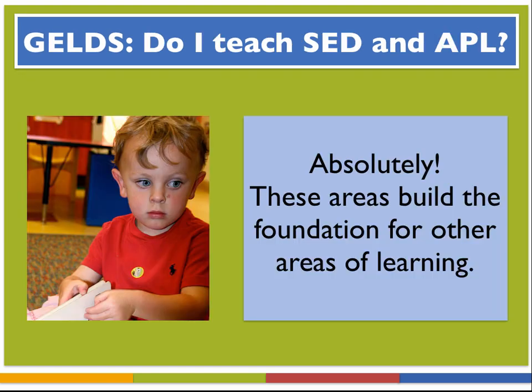Do I actually teach social and emotional development and approaches to play? Absolutely. These areas provide a foundation for helping children learn to communicate when they're frustrated and get along with others. For example, you might verbalize emotions you see children expressing while playing by saying, "You are sad because you want to hold that book. Let's see if we can find another book for you to read." This not only helps with identifying feelings, but also with language development.